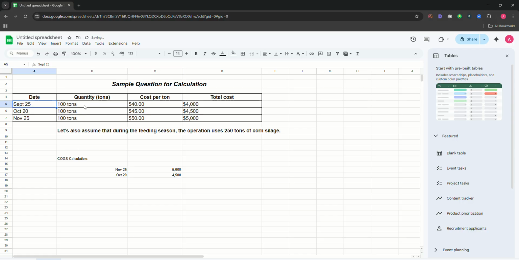And in September, from September 25 I'm going to take 50 tons from this 100 quantity, because the question wants me to find out the value of cost of goods sold when the operation uses 250 tons of silage.